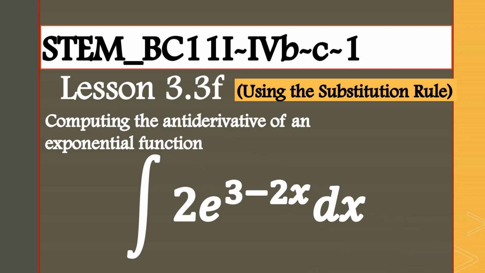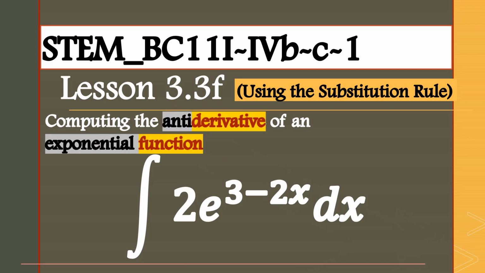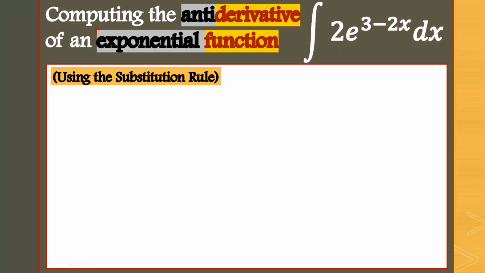Let's compute the antiderivative of this given exponential function using the substitution rule. The same item was already provided in the previous video, and the result we had from that process is equal to the negative of e to the power of 3 minus 2x plus c. Let's try to show, using the substitution rule, if we have the same answer.